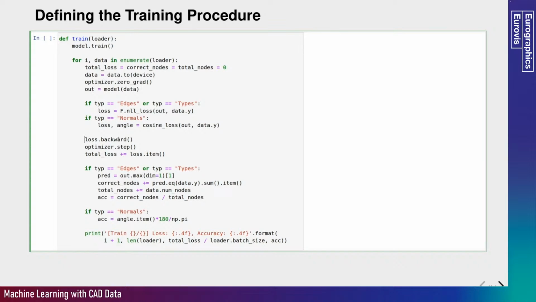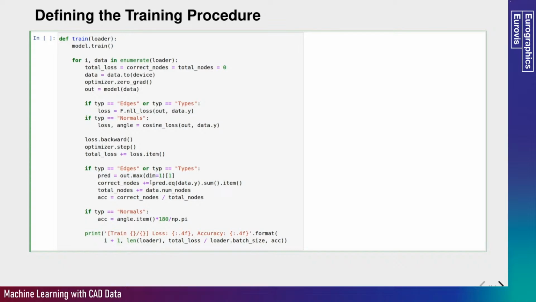Once we have calculated the loss, we can actually do backpropagation, and we do this just by calling this backward function. After the loss is backpropagated through our network, we can call this optimizer step and get the loss item and do some statistics on how well our network performs. So here we have to differentiate again between edges and normals. For the edges, we just calculate the prediction. So we take this argmax, which basically tells us which of the two classes has a higher value, and this is our prediction then.